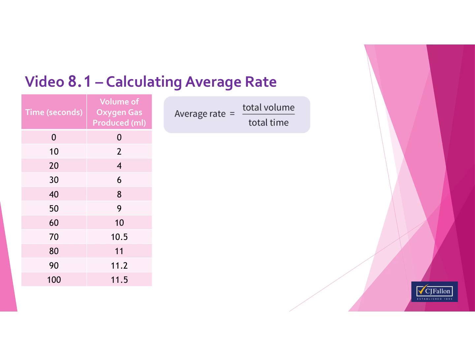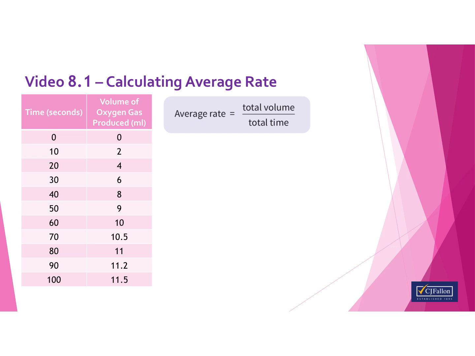This video is video 8.1 and this video is based on calculating the average rate. As you should know, the rate of a chemical reaction changes over time. It is usually fastest at the start of an experiment and becomes slower as the experiment proceeds.